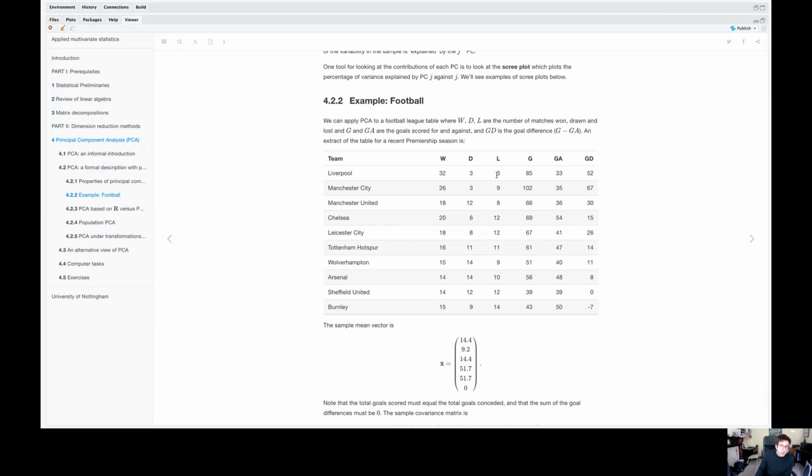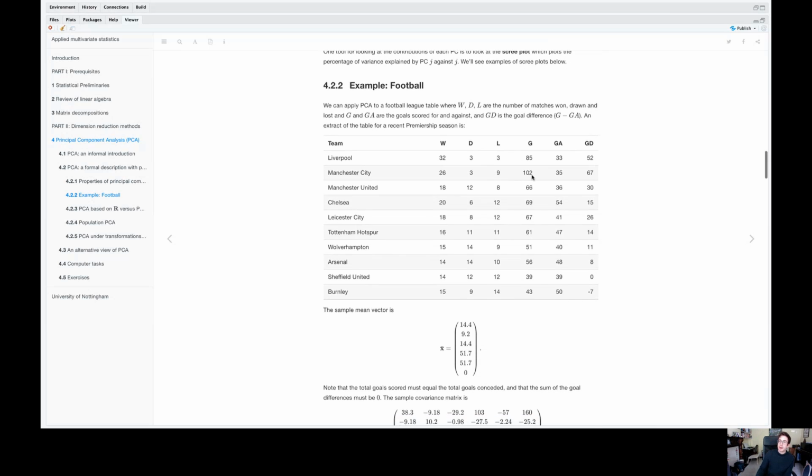So first of all, note that there are 6 variables in this data, but there's only really 4 bits of information. If I tell you the number of wins and the number of draws, and assume you know the total number of games is 38, you can work out the number of losses. Similarly, if I tell you the goals scored and the goals against, you can work out the goal difference, this column minus this column. Okay, so 6 variables, but only 4 bits of information. So we're going to expect to find 2 eigenvalues that are 0, because there's 2 directions in the data that are completely uninformative.